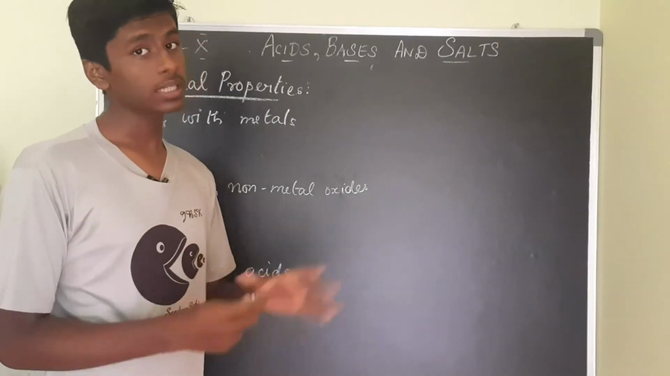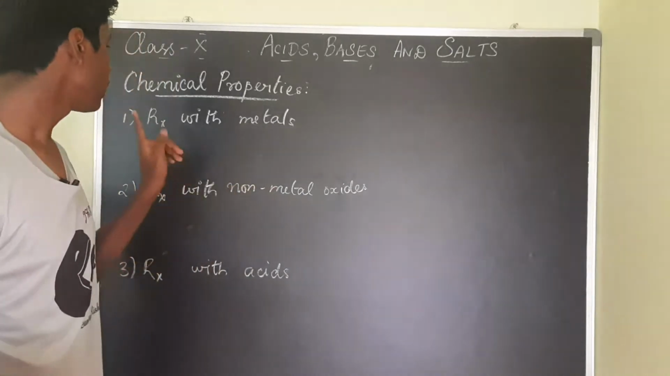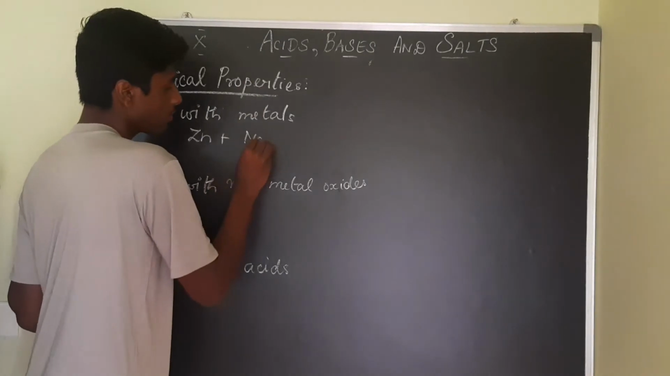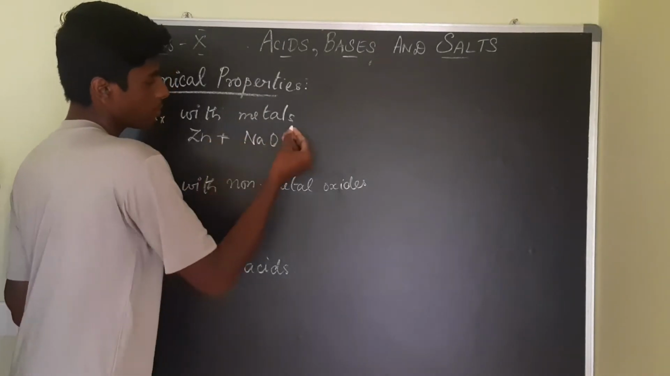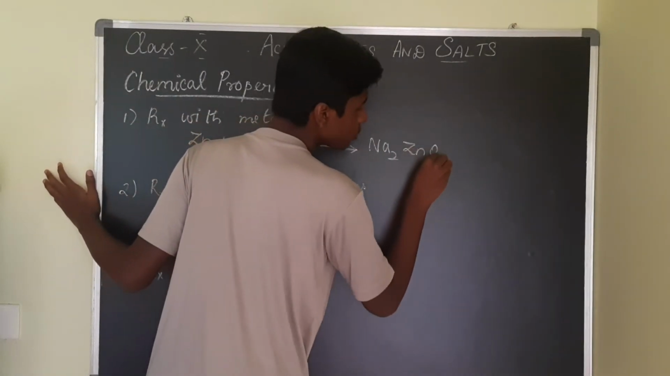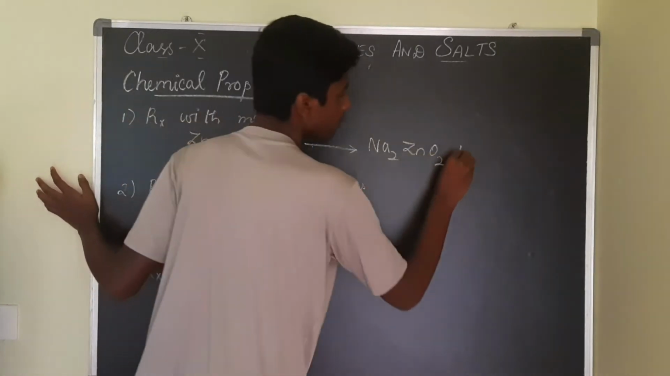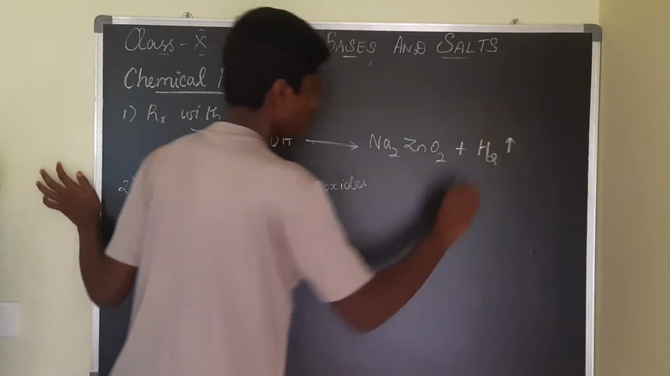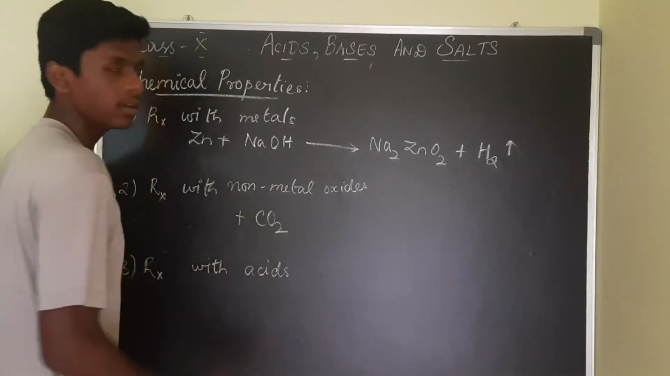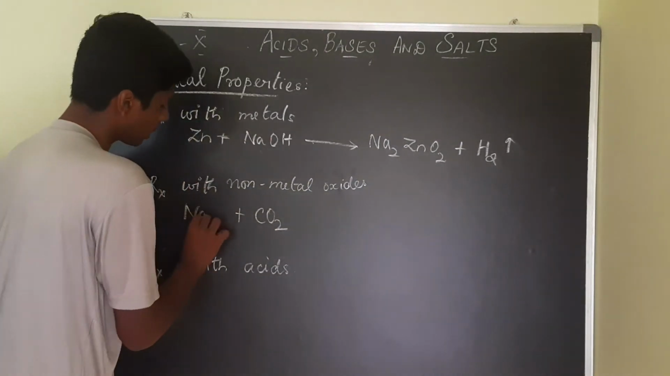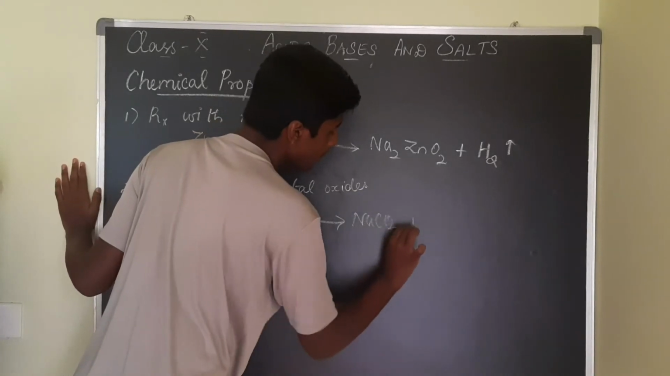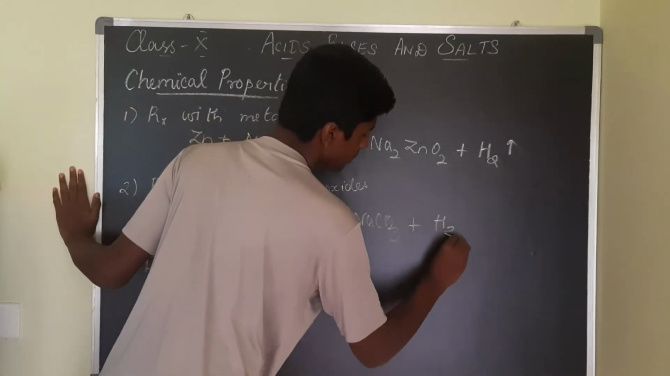Now let's see the chemical properties of bases. First, reaction with metal. Take any metal, let's take zinc, plus any base, sodium hydroxide. Zinc plus sodium hydroxide will produce sodium zincate plus H2 gas liberation. Next, reaction with non-metal oxides. Take carbon dioxide and any base, let's take NaOH, and it will produce sodium carbonate plus water.